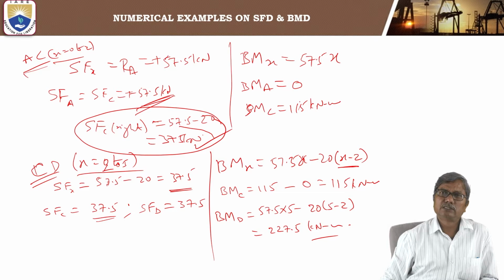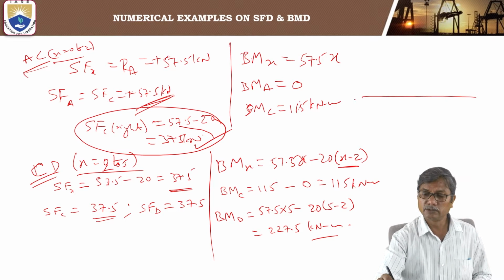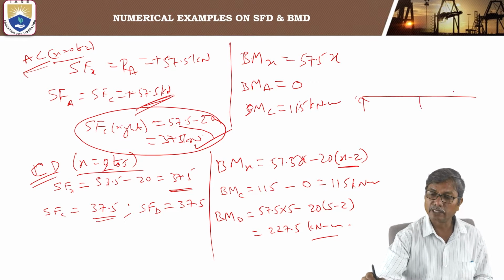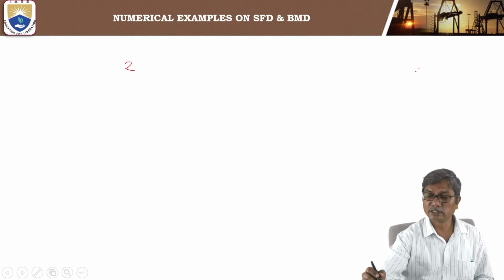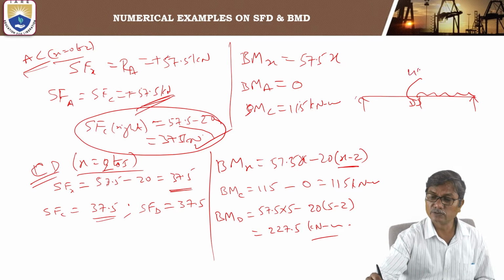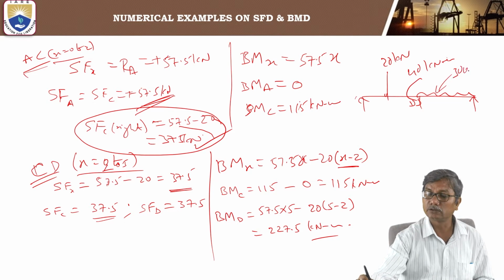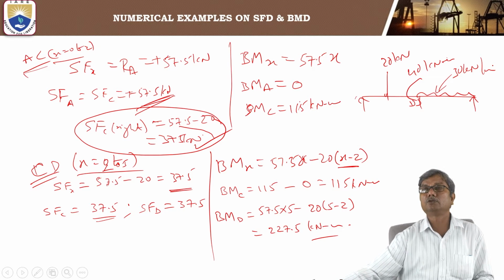Next, we consider the section. If you observe the problem, there is a couple acting at D. There is an anti-clockwise couple of 40 kilonewton meter acting at D, and the load is a UDL of 30 kilonewton per meter.